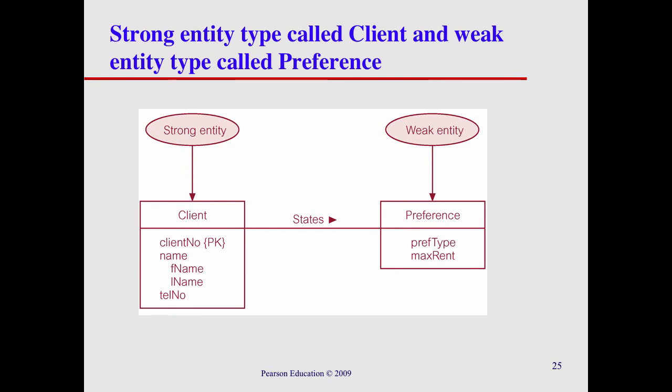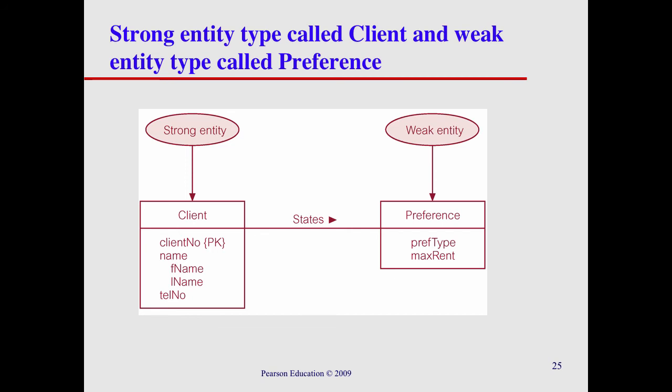In the book, they give as an example of a weak entity type preference. So the client might express preferences for a certain type of unit, like a condo or townhouse or detached dwelling or apartment. They might put a preference on the maximum rent. They might have a preference for number of bathrooms, number of bedrooms. They might want a swimming pool. So they might have a set of preferences. We call the preferences a weak entity because without the client, the preference would not exist.